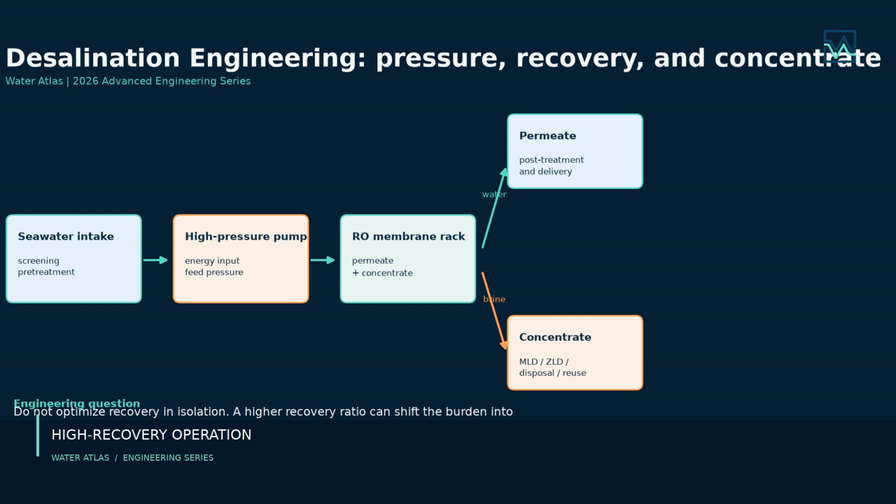ZLD systems aim to recover nearly all water from the brine stream, leaving only solid crystalline salts. A typical ZLD train combines brine concentrators, mechanical vapor compression evaporators, and thermal crystallizers. However, engineers must maintain a realistic perspective. ZLD and advanced MLD are exceptionally capital-intensive and energy-demanding. They are not universal solutions for every plant.